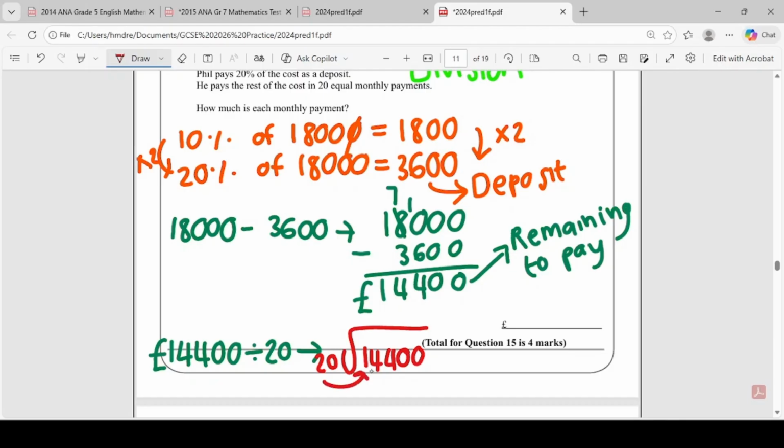So 20 goes into 1 0 times, 20 goes into 14 0 times, 20 goes into 144. Let's see, it's 20, 40, 60, 80, 100, 120, 140. So it goes in there 7 times. Remainder 4. 20 goes into 40 twice, and 20 goes into 0, 0. So £720 is how much he's going to pay each month.